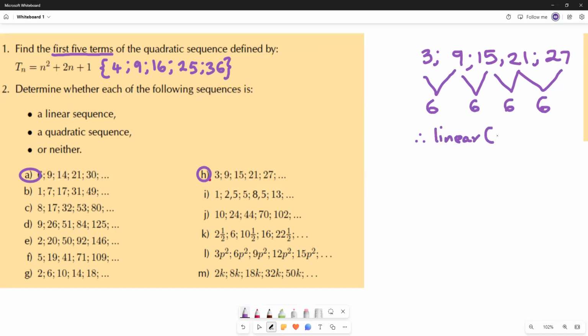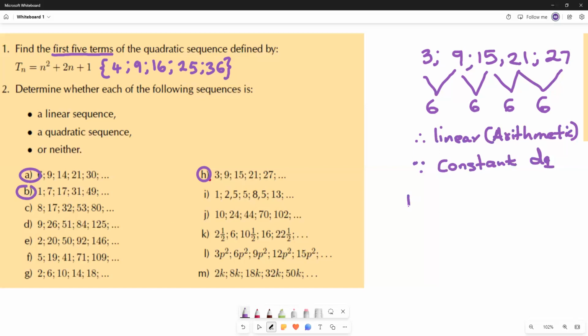You need to know that a linear pattern is called arithmetic as well. Arithmetic. You want to say because of a constant first difference. Okay. Now let's go to B.